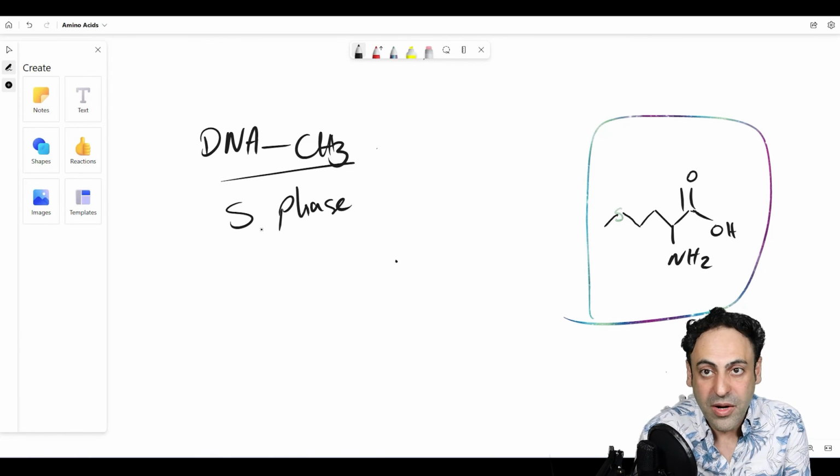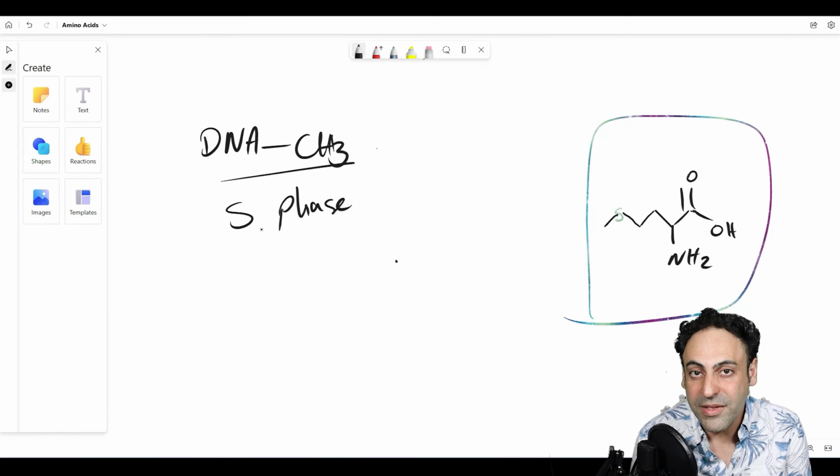actually, they don't have that mechanism. That means what happens in a cancerous cell, you don't have DNA methylation. That's why they just go and they don't care about anything else.